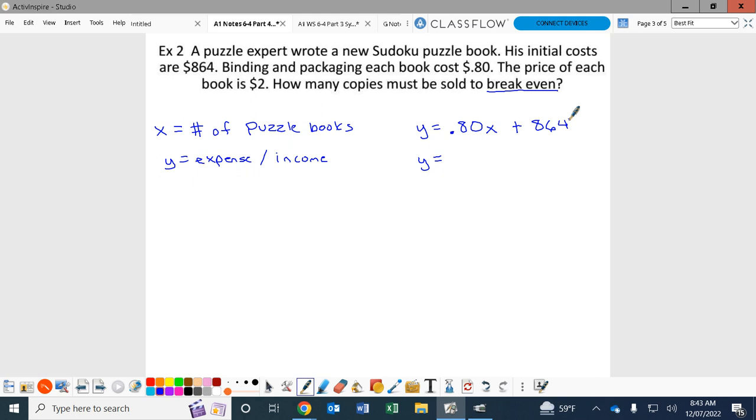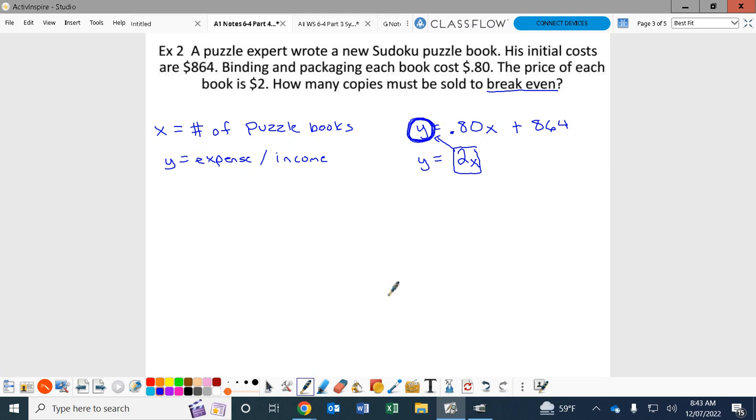Okay, what about money coming in? How much are they making on every book? How much do they get every time they sell a book? $2. So it'd be 2 and how many? X. We put a box around it. We plug it right into that Y that's right there.